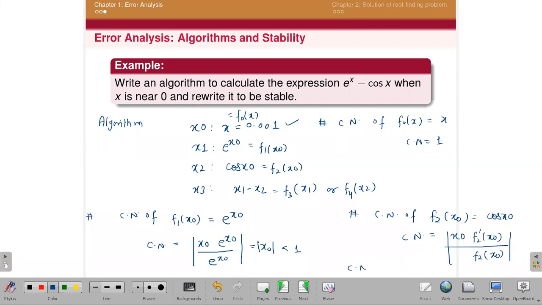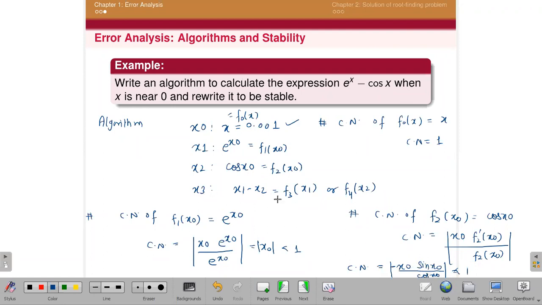So what is the condition number in this case? It will be x naught times negative sin x naught divided by cos x naught. If you take any number near to 0, even 0.001, the condition number will be less than 1 or near about 1. You can find this condition number.